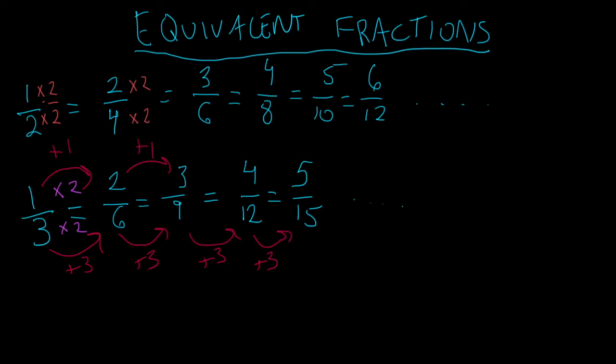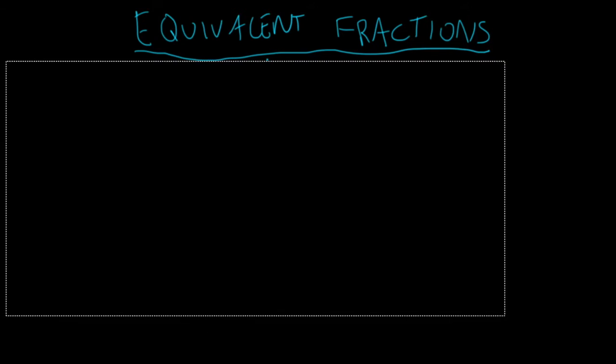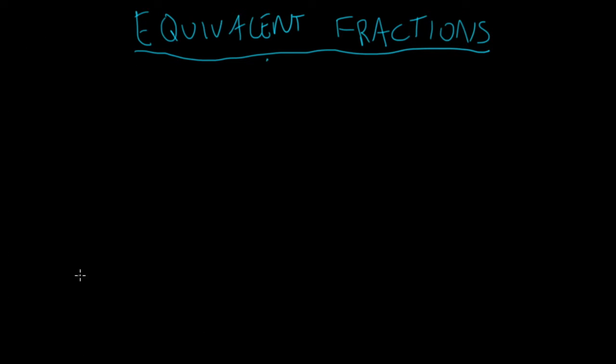Okay, so let's try to do some equivalent fractions, not by skip counting this time, but instead by doing our rule, whatever you do to the top, you do to the bottom. So say we have 2 out of 7, and we want to get a fraction that's equivalent, but we have a mystery number on the bottom. We don't know our denominator. And then on the top, we have 6. So see if you can figure this out.